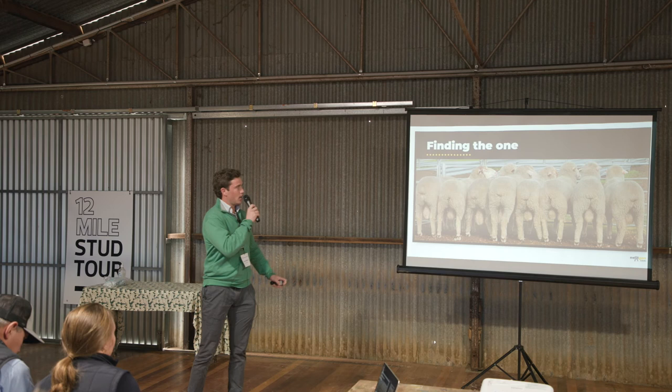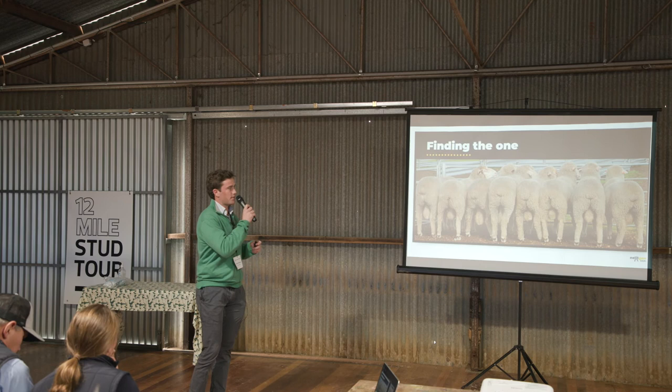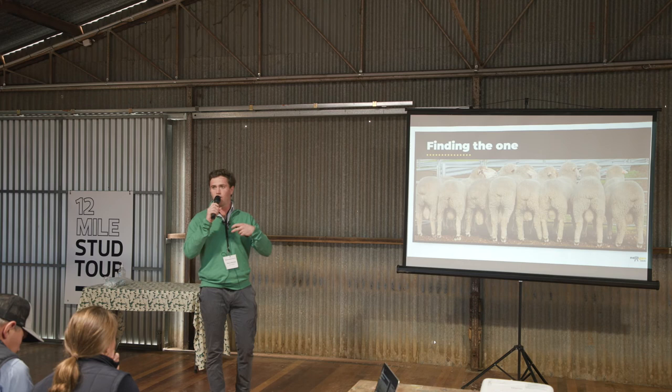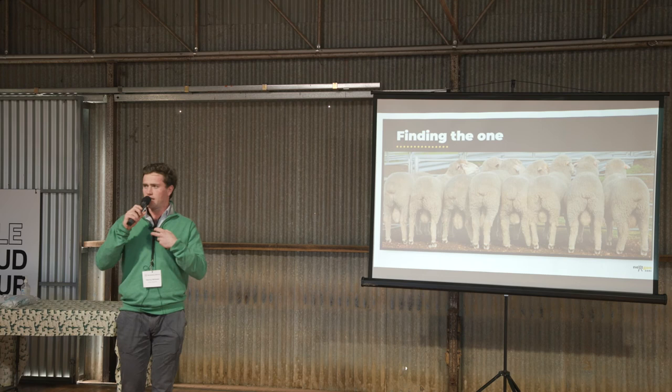But if we can change the index for people that are sitting in different areas under different management, we're going to end up with different rams coming to the top of that index. So we might have someone out in the sheep wheat belt who's trying to finish wethers at 7-8 months of age, and he's going to want a bit more growth in his animals, but he's realised that his animals are always in good nick because he's always got a lot of food. He's not pushing them too much for stocking rates, so he might be looking for some of these bigger animals.